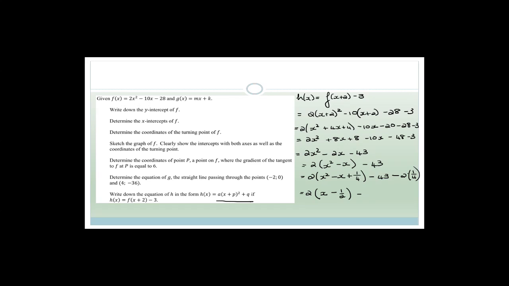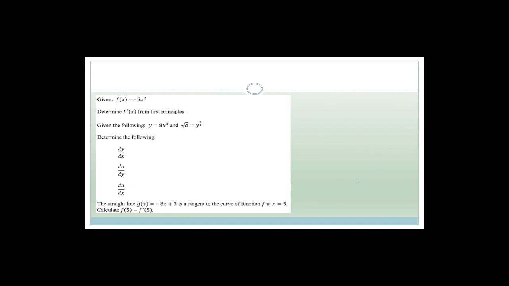Which is going to be a half. So it becomes minus 43 and a half. And there you go, squared. You now have it in the form that you wanted. h of x is equal to 2 times (x minus a half) squared minus 43 and a half. There we go. And by the way, this is called the turning point form. Right, now next question. We are given f of x is equal to minus 5x squared.